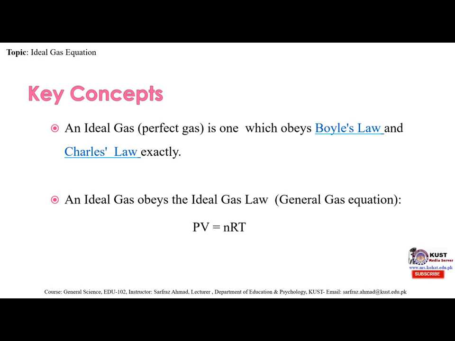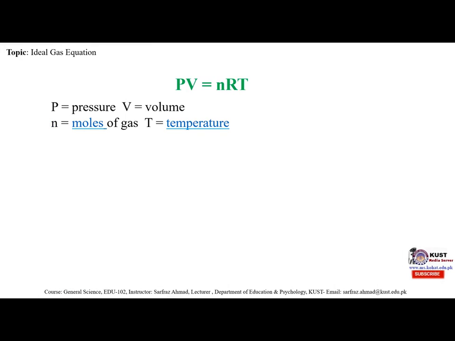The ideal gas equation is PV = nRT. Now, let us explain what P, V, n, R, T mean. P means pressure, V means volume, n is equal to moles of gas, and T is equal to temperature.